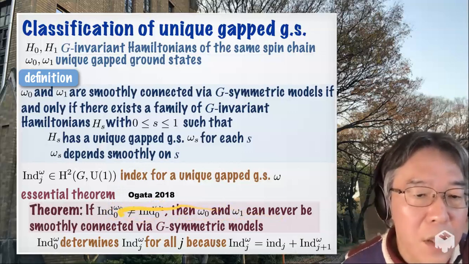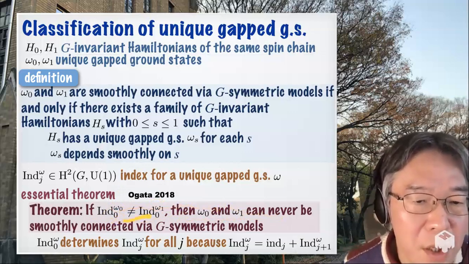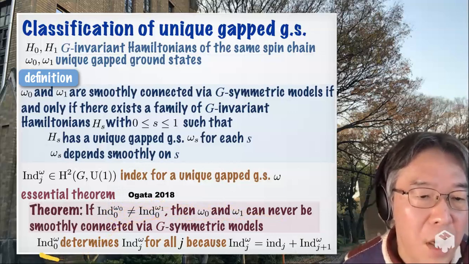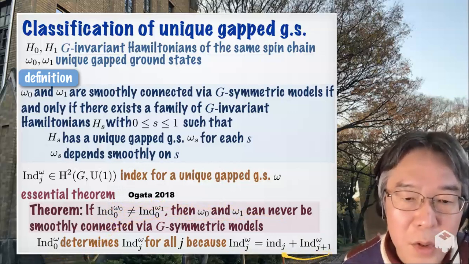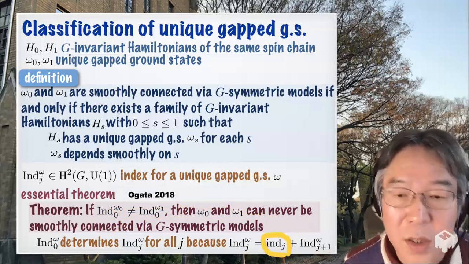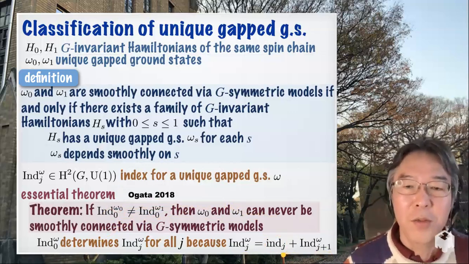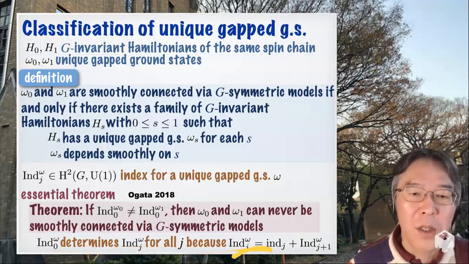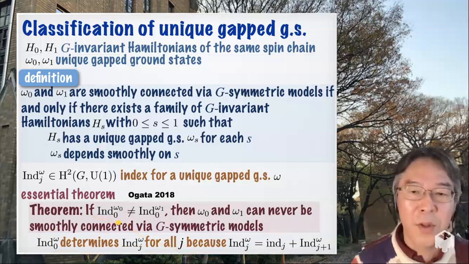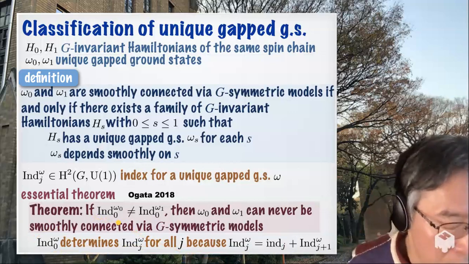You might ask why you only have the index at 0. Well, this is easy, because we do have this additivity rule. And of course, this lowercase index j is just the spin index, so we know it when we define the spin system. So if you know the Ogata index at the origin, then this relation tells you all the other indices. So you only need to know one index. You only need to compare one index out of many, even if the model is not translation invariant.